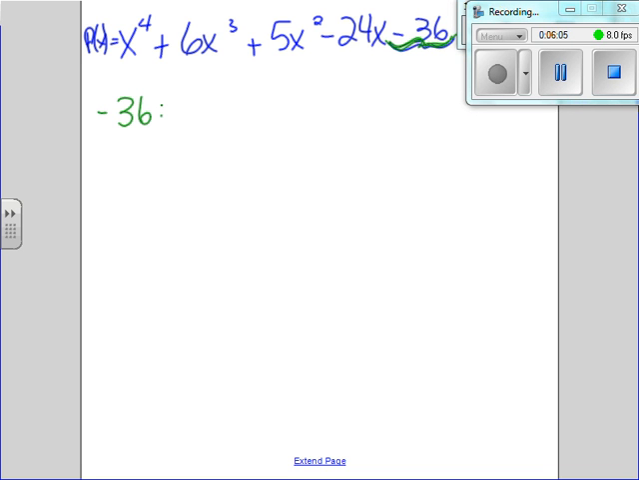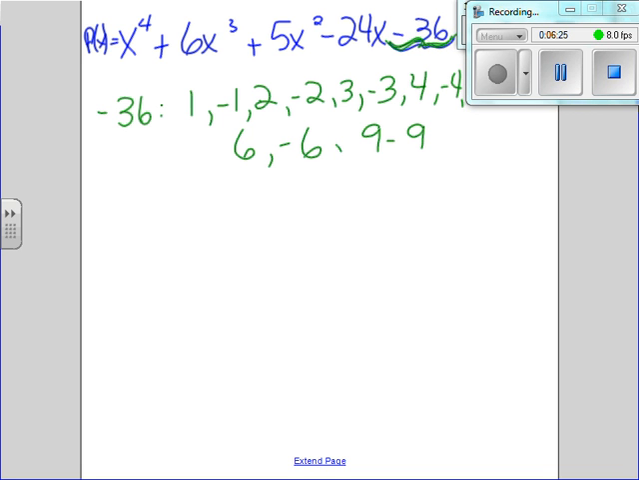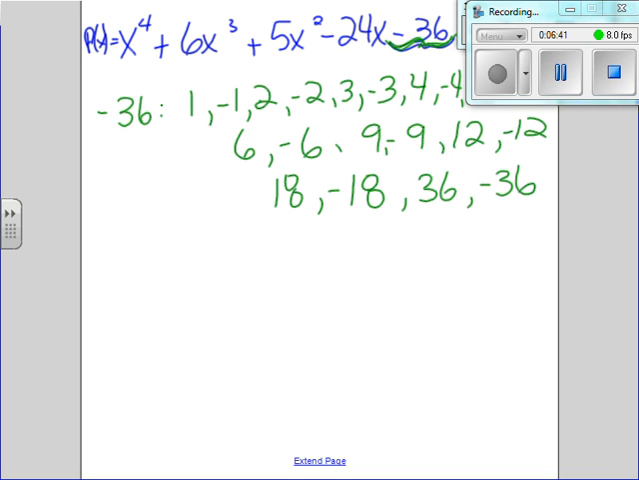I'm going to write them out: 1, negative 1, 2, negative 2, 3, negative 3, 4, negative 4. I probably could just write plus or minus, but I don't know why I'm not. 6, negative 6, 9, negative 9, and then 12, negative 12. And I could put 36 in there, but I'm not going to. And I've got 18, so 18, negative 18, and oh, what the heck, let's just put all of them in there.